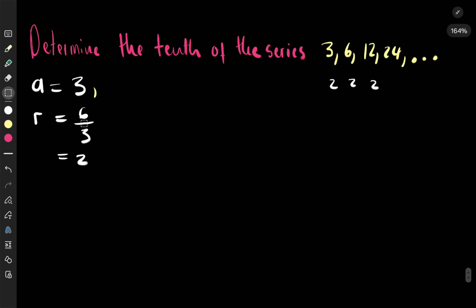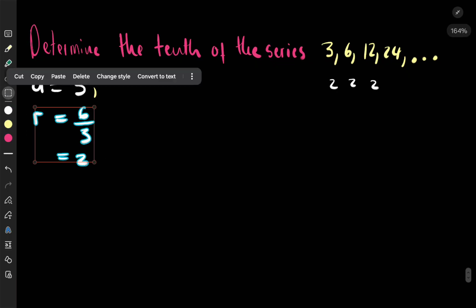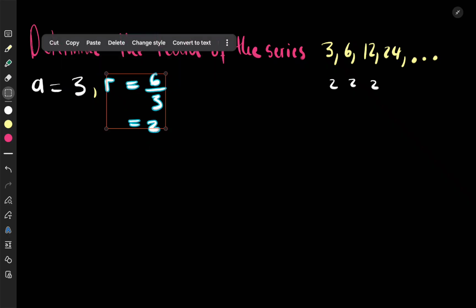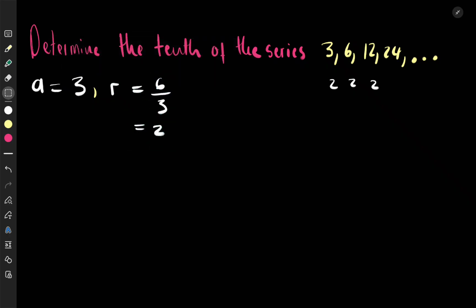Okay, you can put the R here instead. Let me do that and I'll put it here. Okay. R is equal to this, which is equal to 2. Now I can continue. And I'm going to say for geometric progression, Tn is going to be AR to the power of n minus 1. And they want the 10th.